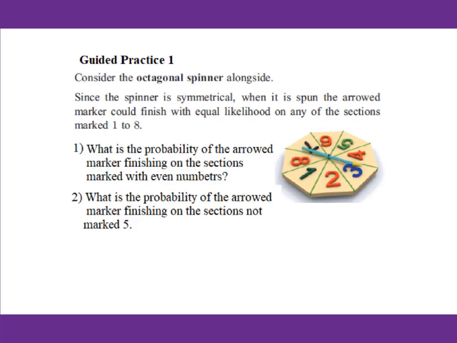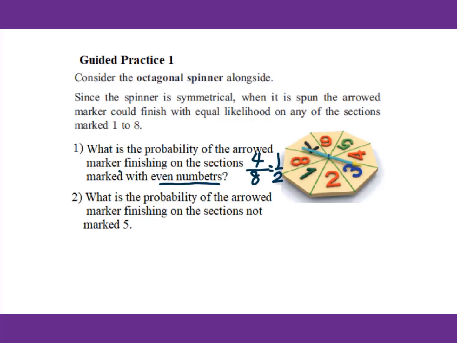Let's go to guided practice 1. What's the probability of the arrowed marker finishing on the section marked with the even numbers? We could say how many even numbers here. It will be 4 out of 8. So we have 1 over 2.